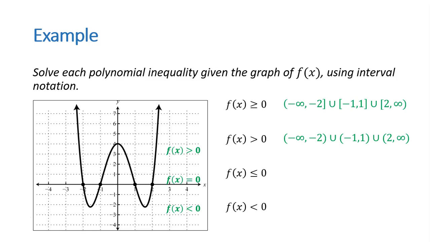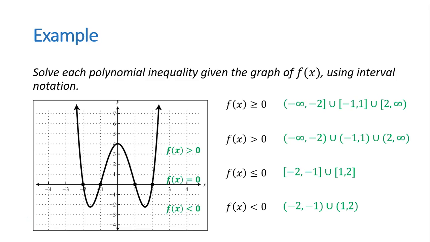Next, f of x is less than or equal to 0. So now we want to know which x values give us outputs that are below the x-axis, which x values have y values that are less than 0. Again, because we have equality, we can include the intercepts as well. So everything between -2 and -1, and then everything between 1 and 2 corresponds to y values that are negative or below the x-axis. And again, we use brackets in this case because we have equality. If we take away the equal to part, we have the same intervals, and we change to parentheses to indicate that those endpoints are not included.